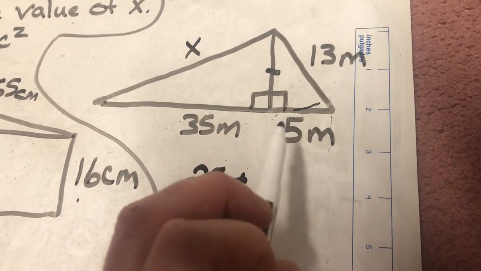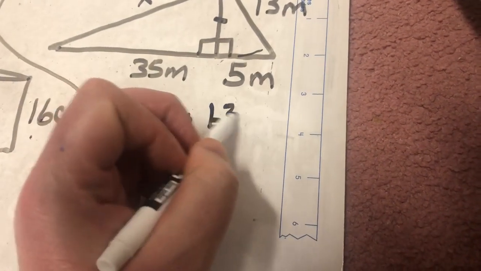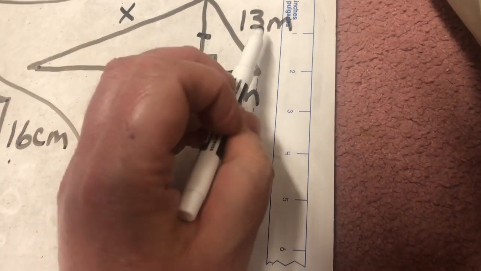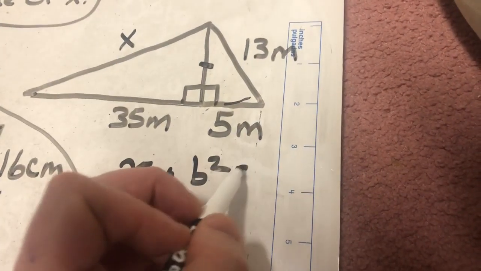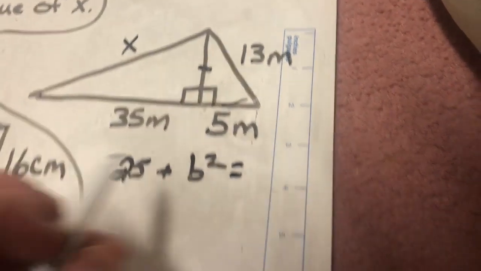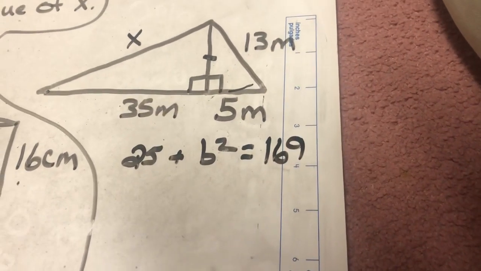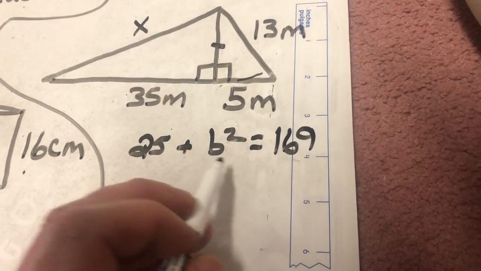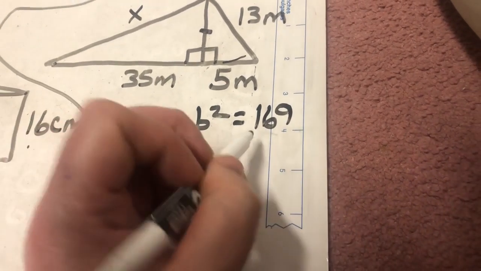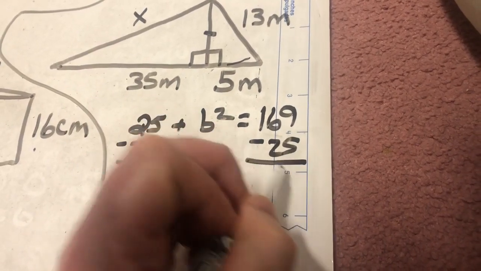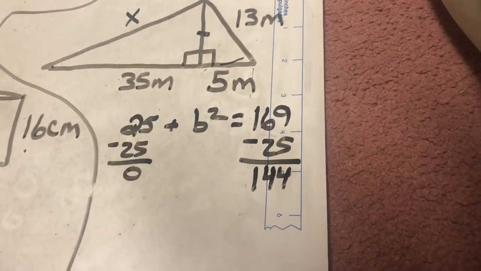Plus b squared, I don't know what b squared is. So 25 plus b squared, because that's b. C, remember, has to be my hypotenuse. Okay? And so if c is 13, when I square 13, I get 169. I can do that without my calculator. But now I know to isolate b squared, I've got to subtract 25 from both sides. So I'm going to come over here. 9 minus 5 is 4. 6 minus 2 is 4. 1 minus nothing is 1.